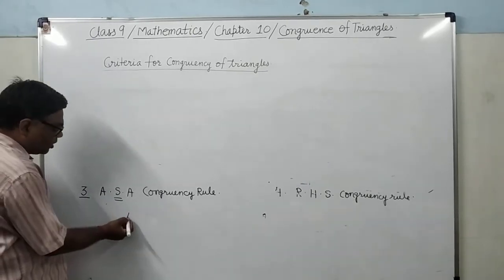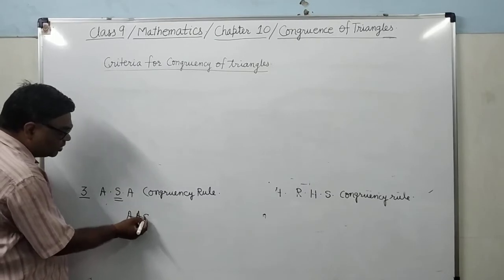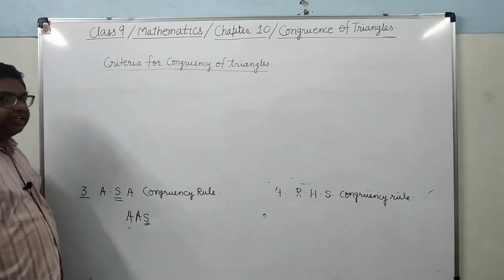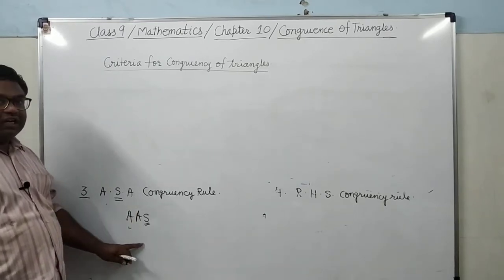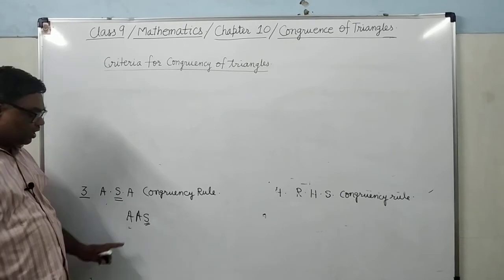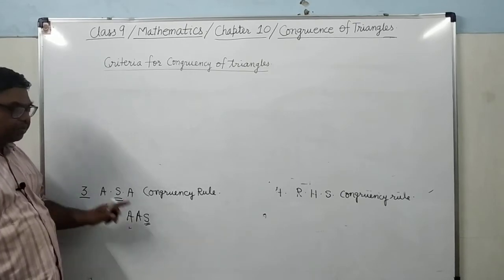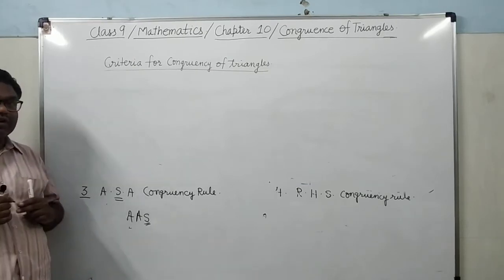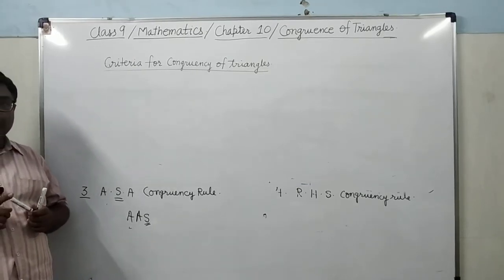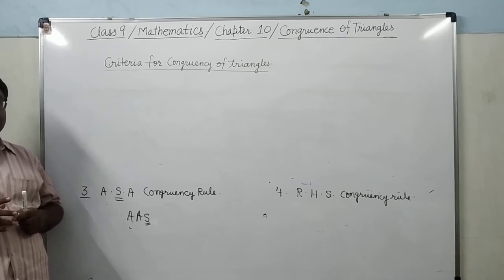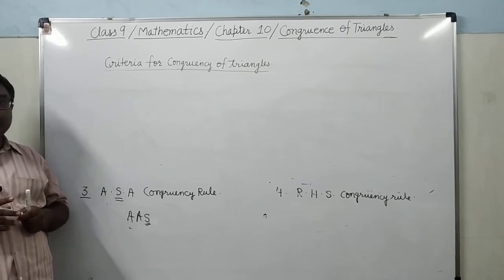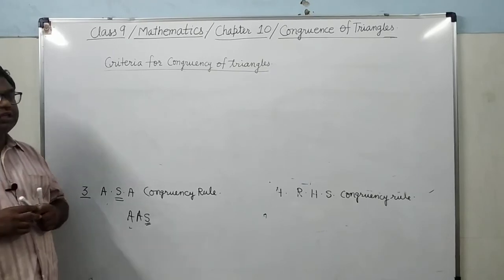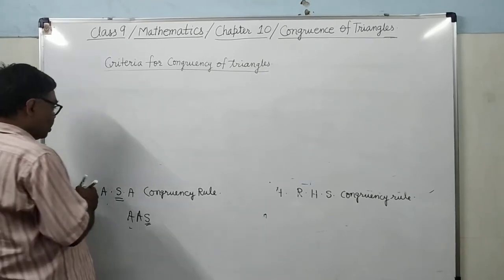In case it is written AAS, in that S must be included by these two angles. This side must be included by these two angles. So see here, what is ASA congruency? If between two triangles, two pairs of angles are equal and the side included by them is also equal, then both the triangles will be congruent. You can see.